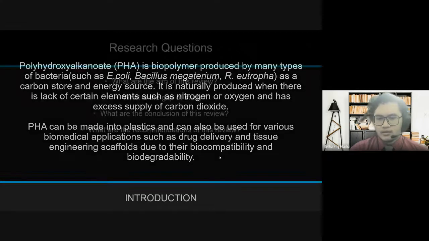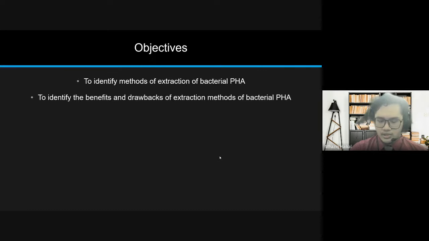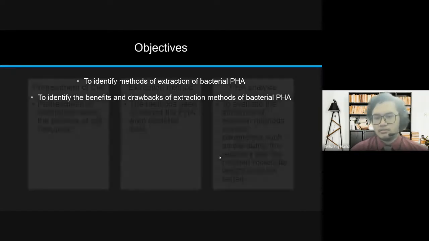We can use it for drugs and tissue engineering scaffolds due to its biocompatibility and biodegradability. These are the research questions for this review: the aim of the review, the gap of the study, the conclusions of this review, and the recommendations after I've done this review. The objectives of this review are to identify a few methods of extraction of bacterial PHA, and to identify the benefits and drawbacks of each extraction method.